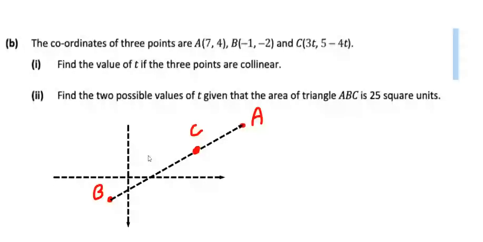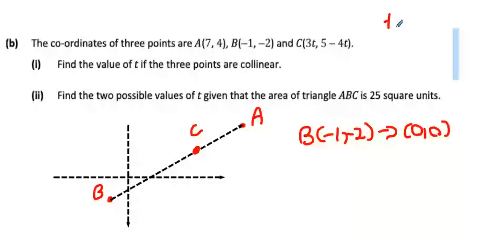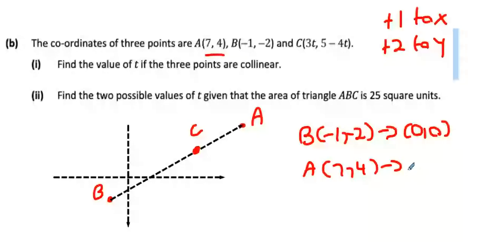I think the first option, would you agree that if they're collinear, the area of the triangle is going to be 0, isn't it? So here's my idea. We get B, which is -1, -2, and we turn it into 0, 0. What did I do to make that happen? And +2 to y. All right, do the same thing with A then. What's A get turned into? 8, 6, yeah. Now, what does C get turned into is the real skill.